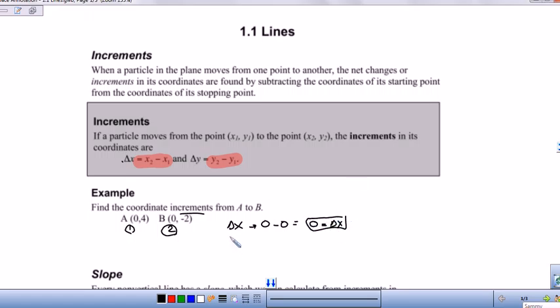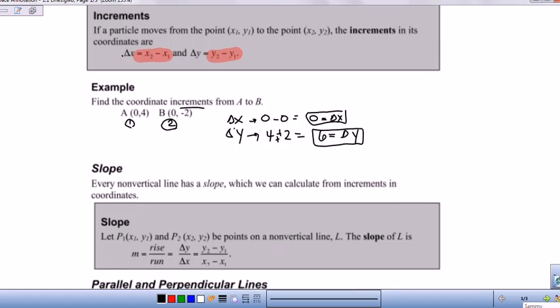Then you would have the change in y from coordinate 1 to coordinate 2, be consistent. That would be from 4 to negative 2, so 4 minus negative 2. That would be 4 plus a positive 2, minus a negative. And then that will give you 6, and 6 is that change in y. So then those are, by definition, what we consider the increments.